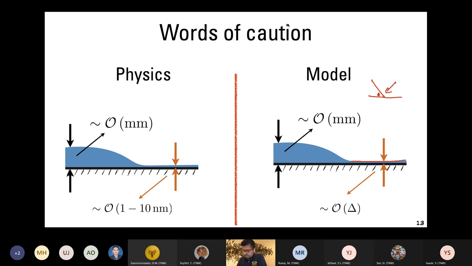So there is a physical background of why this film should be there and why we can use it. But the moment you write a model out of it, just take this with a pinch of salt, that now what we are doing is we are not really using a precursor film, but actually we are spreading these droplets on a pre-wetted substrate, right?